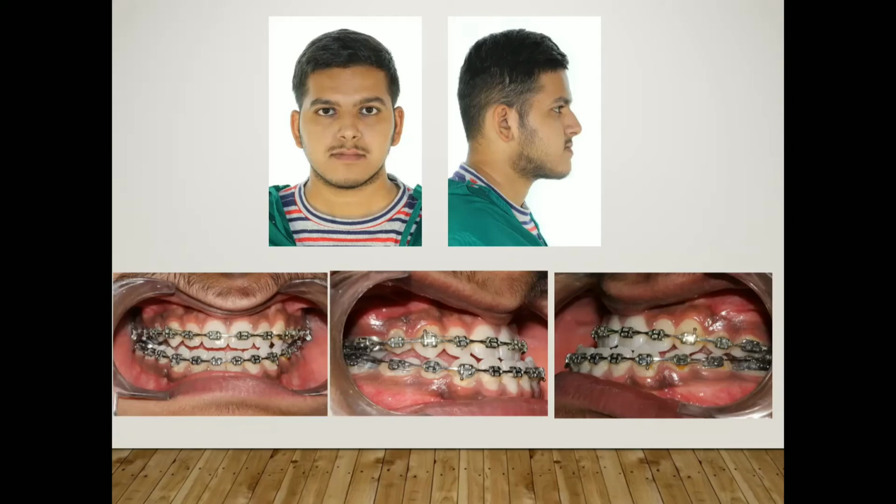So this picture shows a true class 3 malocclusion. Here you can see a prognathic mandible. So the fault is in the mandible, where it's prognathic, and also there is a negative jet, and you can also see the molar relationship is in class 3.